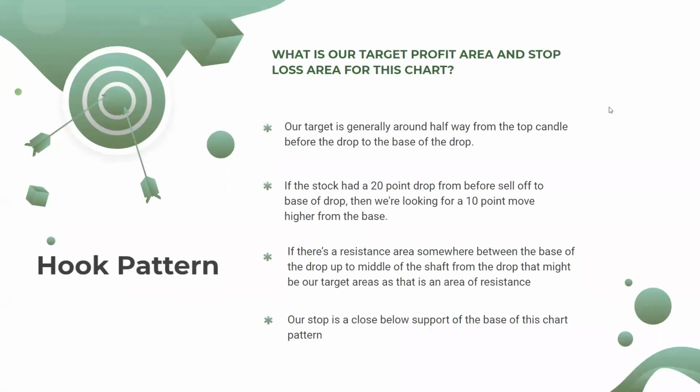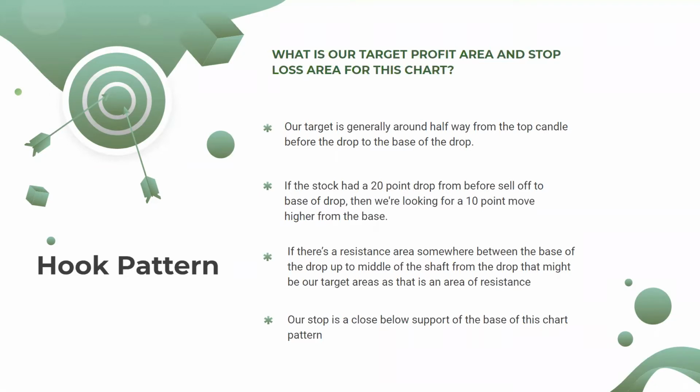So what is our target profit area and stop loss area for this chart? Our target is generally halfway from the top of the candle before the drop to the base of the drop. We're going to go over that in a second. If the stock had a 20-point drop from before the sell-off to the base, we're looking for a 10-point move higher from that base support. Very simple. If it drops 20 points, you're looking for that 10-point climb off of the base support. If it has a 50-point drop, you're looking for a 25-point climb off of that base support.